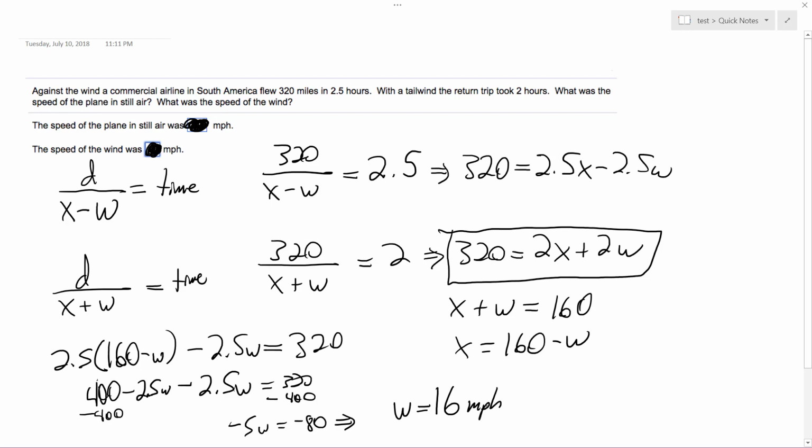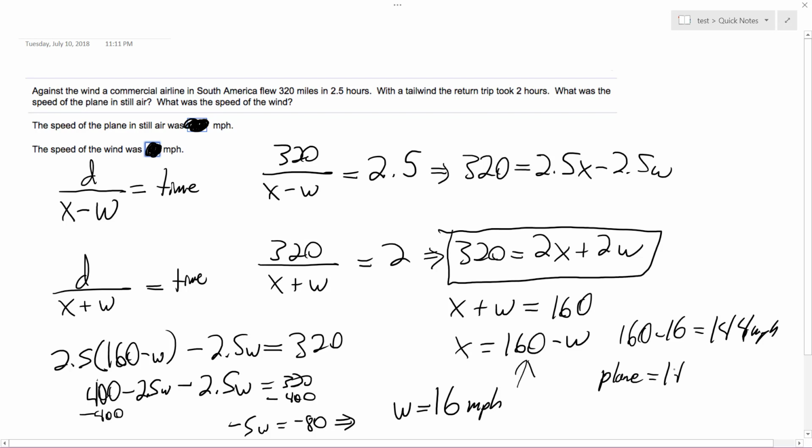If we know that, we can just plug this back into our 160 minus w. So we end up with 160 minus 16, which is equal to 144 miles per hour. So going back up here, plane speed is 144 and wind speed is 16 miles per hour.